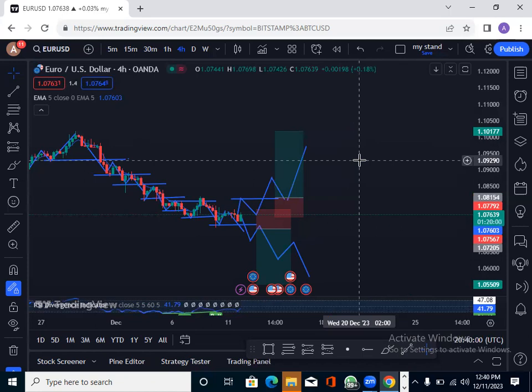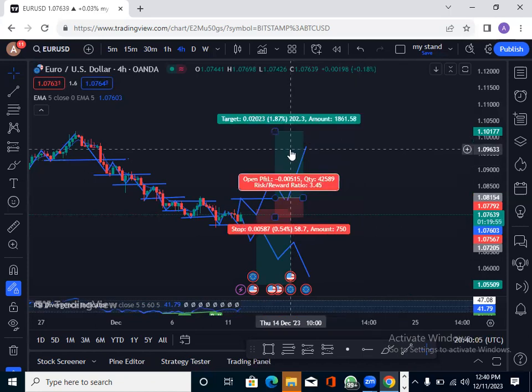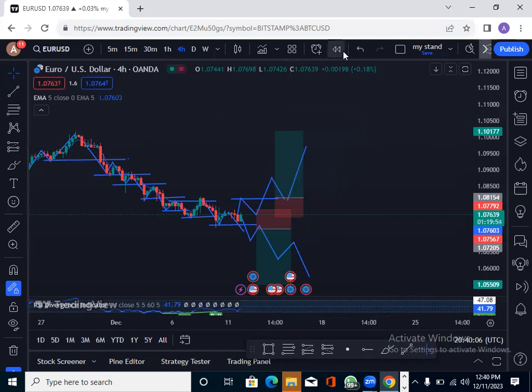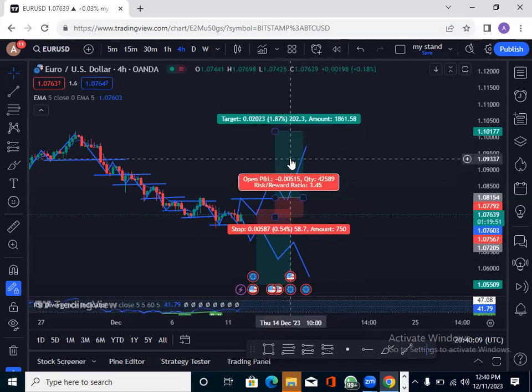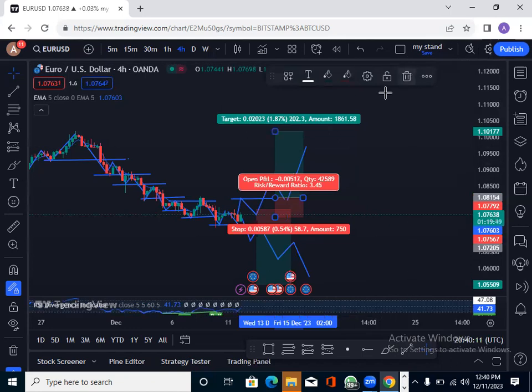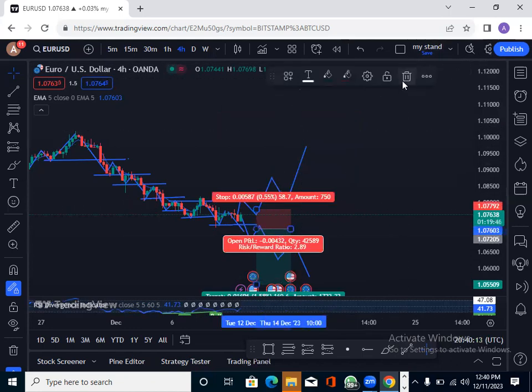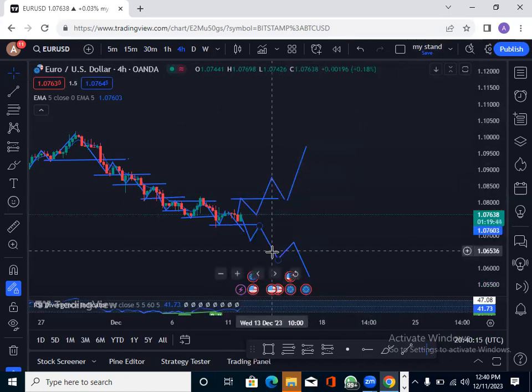So for now, no setup here, but this is a future setup. So just after putting this up, I will also remove them, okay, to show you that we don't have any setup there yet. But these lines should give you a direction.